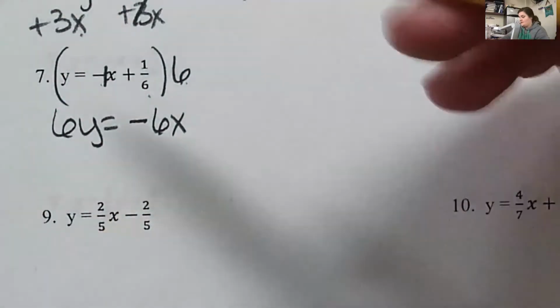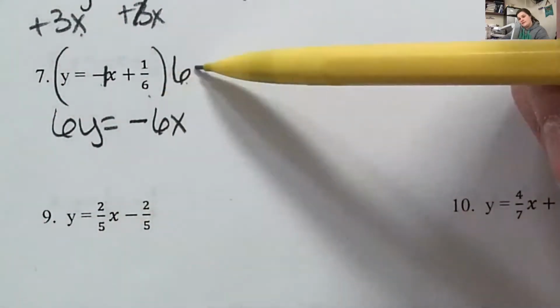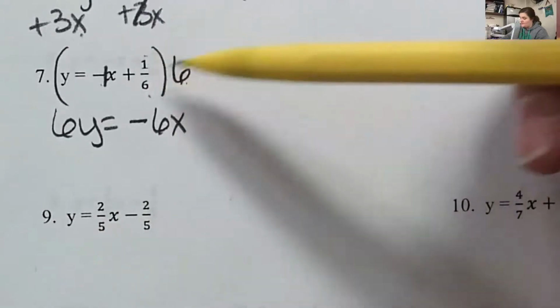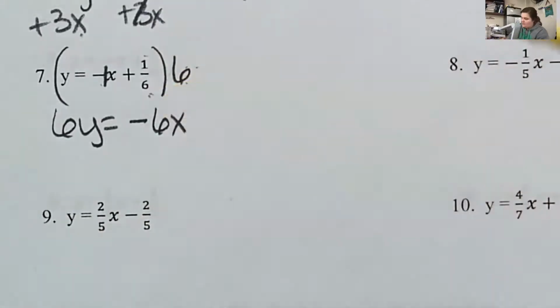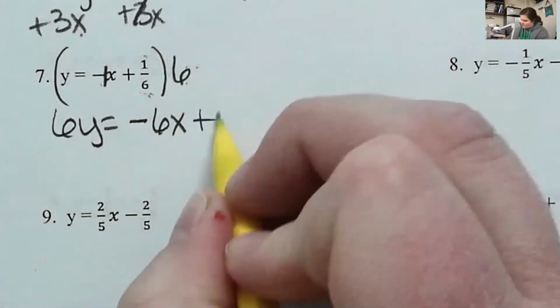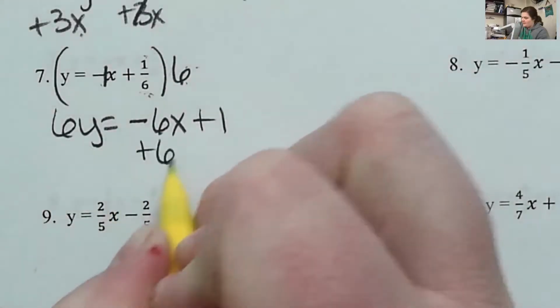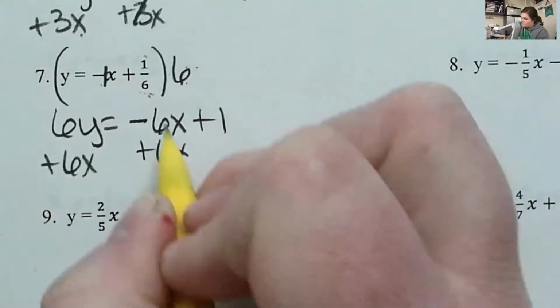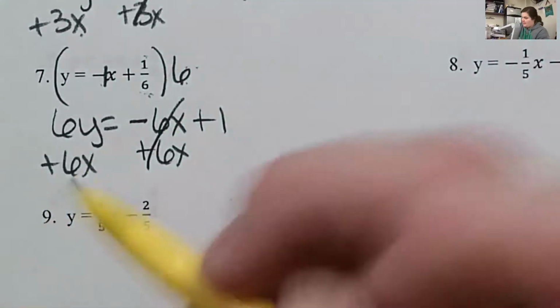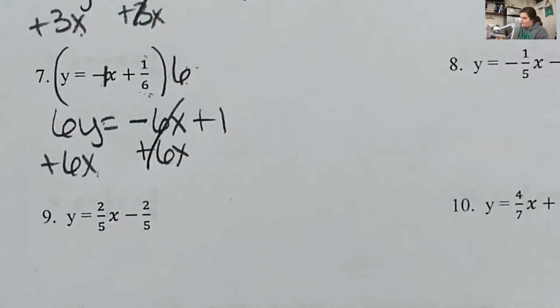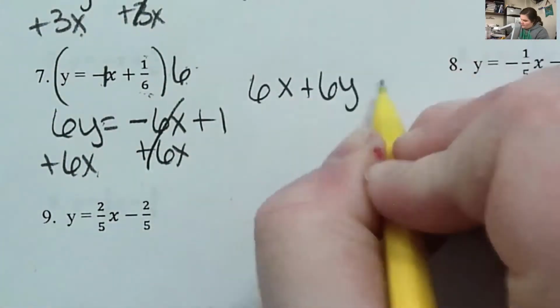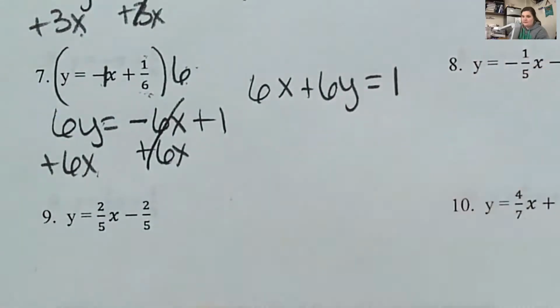Now you can think of this, what's 1/6 of 6? You could think of it as 1 times 6 divided by 6. Or you can think of, how do I get from 6 to 6? Well, I'm already there, so I'm just going to leave that alone. Get all my x's and y's on one side. So I'm going to add that 6x over. Okay, can't put those together. Those are not like terms. I'm going to write the x first. I'm going to have a 6x plus 6y equals 1.